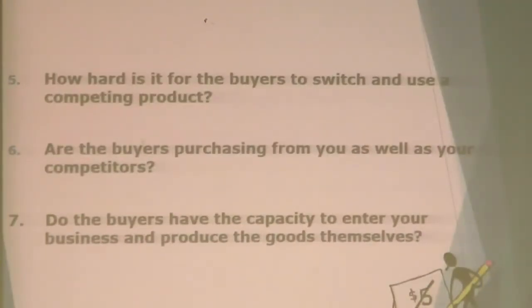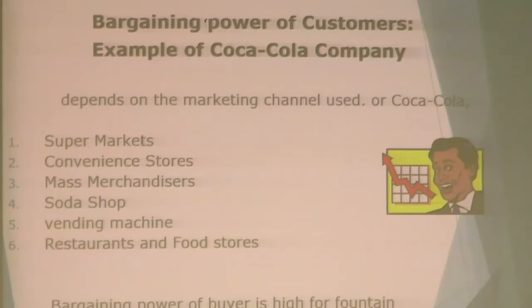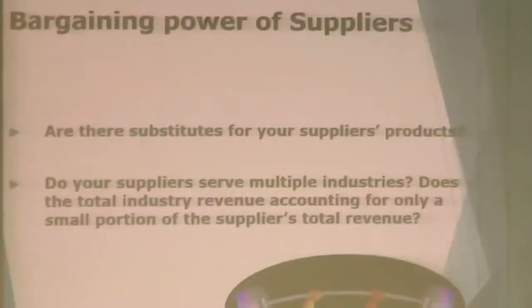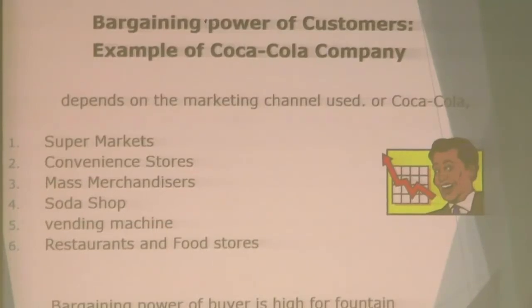How hard is it for the buyers to switch? Same point, we discussed that before. Are the buyers purchasing from you as well as your competitors? Then comes bargaining power of suppliers. So guys, I think by now we have discussed three situations of the Porter's 5 forces.